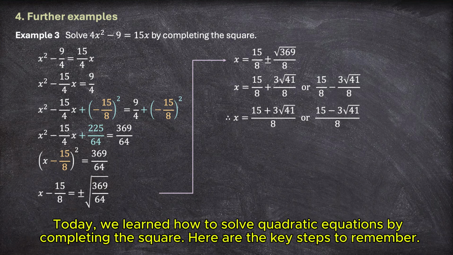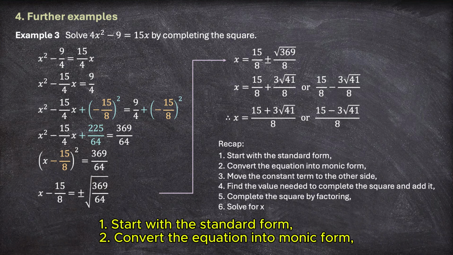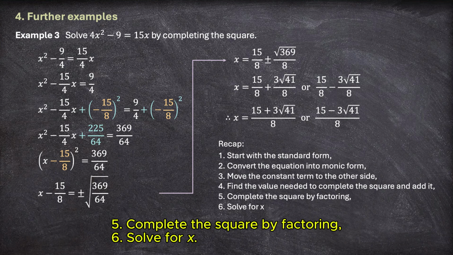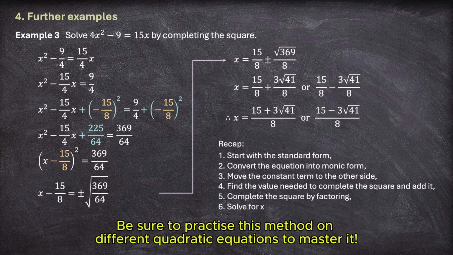Today, we learned how to solve quadratic equations by completing the square. Here are the key steps to remember. 1. Start with the standard form. 2. Convert the equation into monic form. 3. Move the constant term to the other side. 4. Find the value needed to complete the square and add it. 5. Complete the square by factoring. 6. Solve for x. Be sure to practice this method on different quadratic equations to master it.